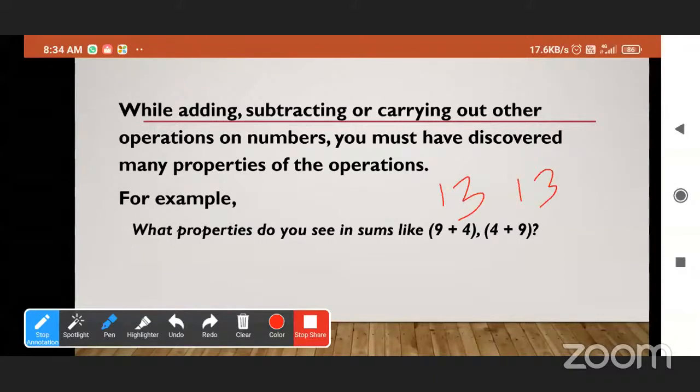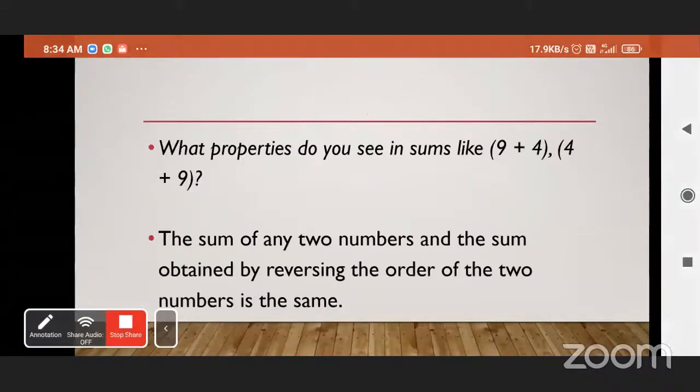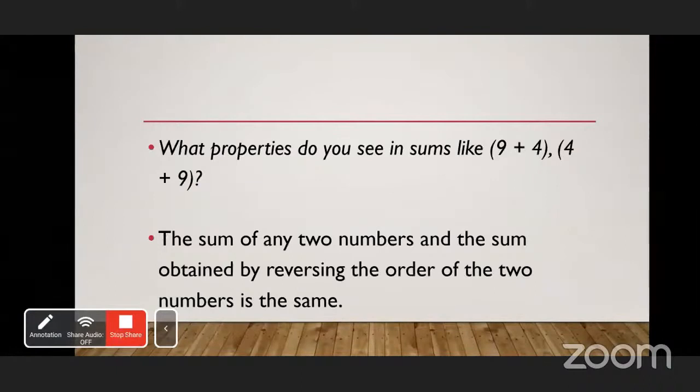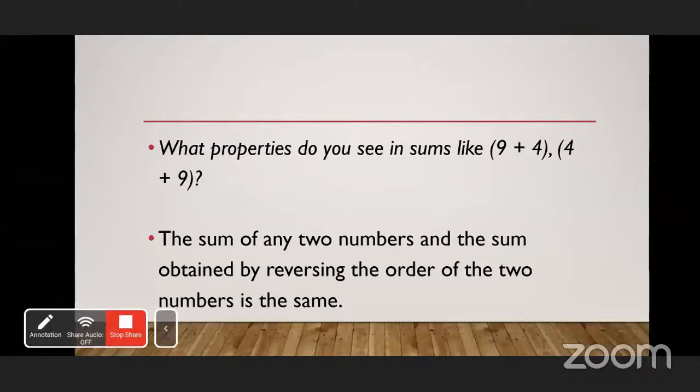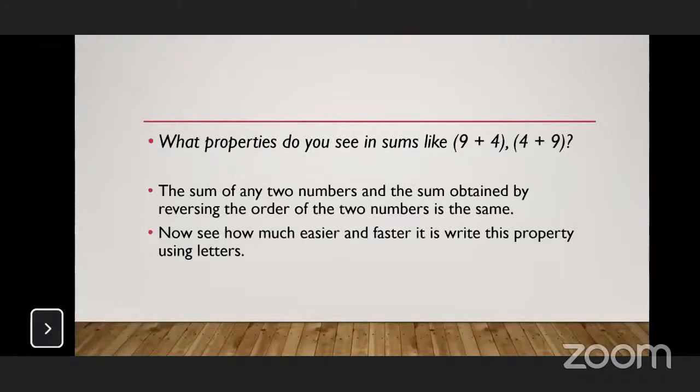The sum of any two numbers and the sum obtained by reversing the order of the two numbers is the same. Okay. See here. Here it is given that the sum of any two numbers and the sum obtained by reversing the order of the two numbers is the same. So this is the property of the given expressions. Okay. Now see how much easier and faster it is to write this property using letters.